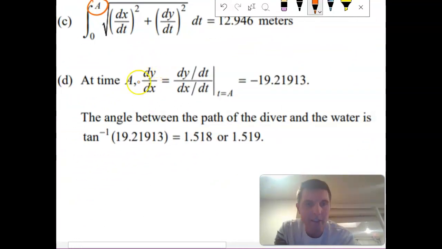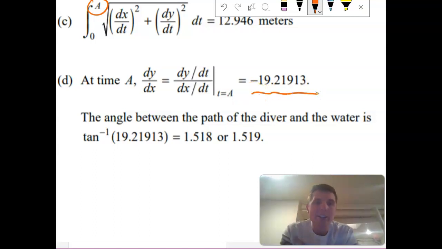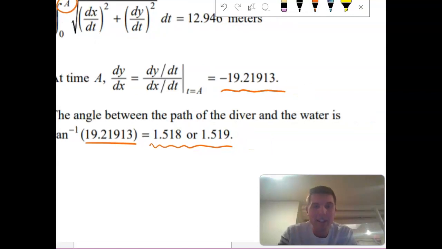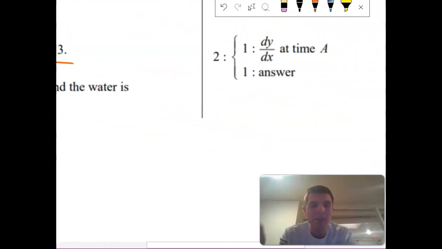It's the slope evaluated at t equals a, which is the same a from B and C, and we get this as our slope. Tangent inverse of that slope gives us 1.518 or 1.519. I think this is a really tricky question, and it's only worth 2 points. I tried to find the average for this one, but this was way back in 2008, and I couldn't find the average data. Overall, I can't imagine it was more than like 2 or 3 out of 9, because this was tricky.